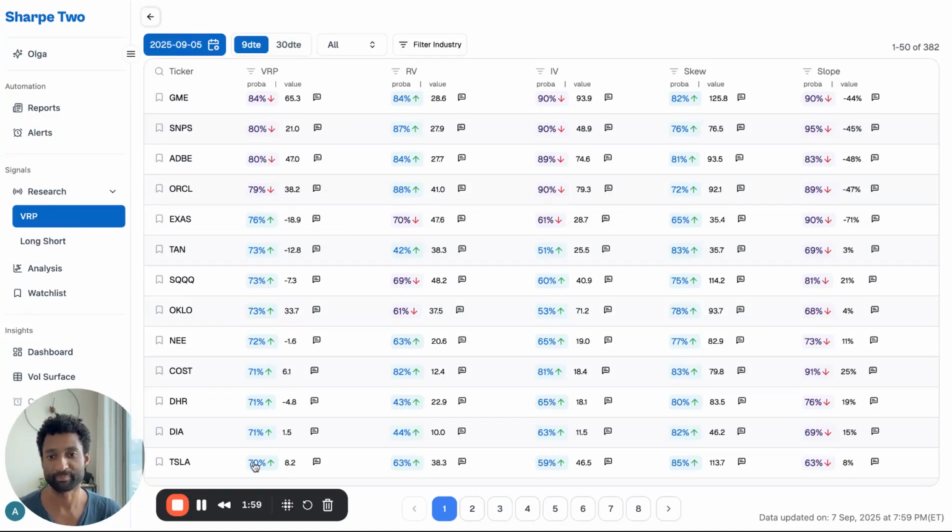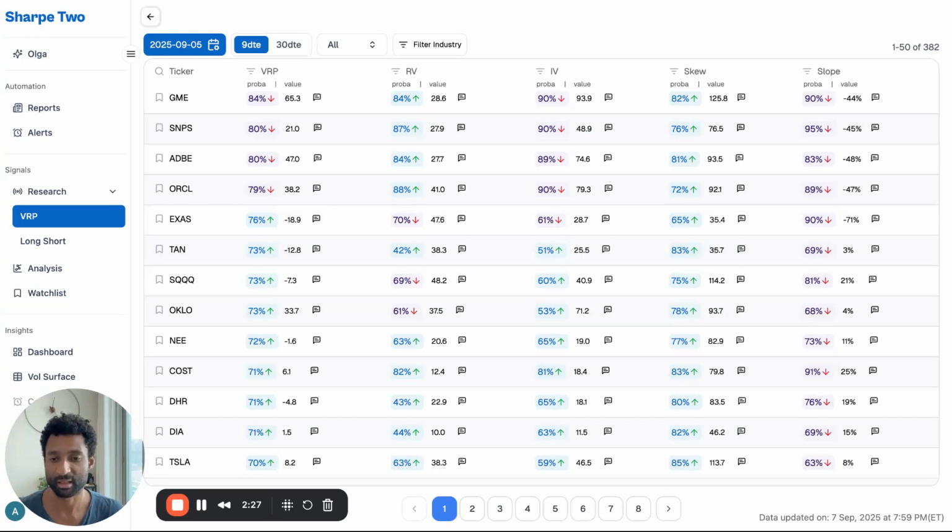A little bit of comment on the color code. So ultimately, when it's a blue bubble, and then you have the up arrow, what we're really predicting is that you should long the VRP. So ultimately, we're saying implied volatility at 9 days is going to be most likely lower than realized volatility for the next 9 days.